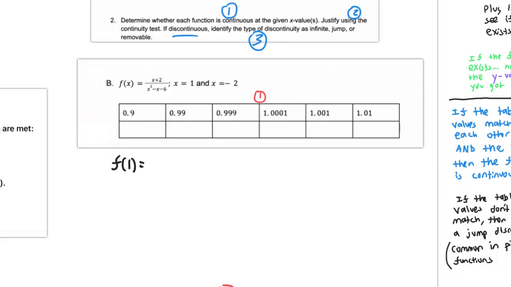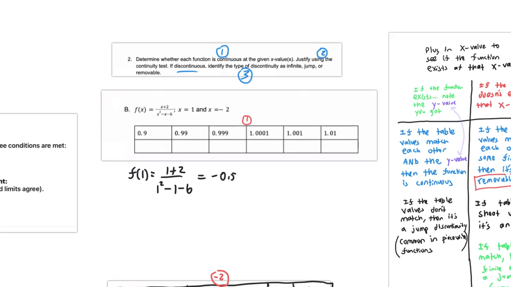Now, we could factor the bottom, but I don't know if it really matters if we factor that. So we would end up with 3 over -6, aka -1/2, aka -0.5.